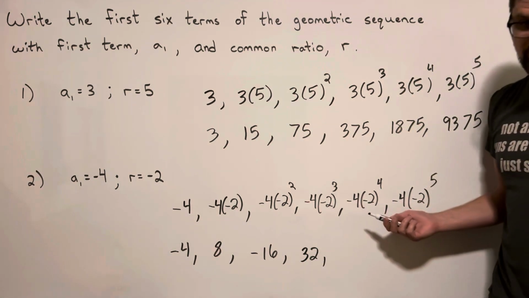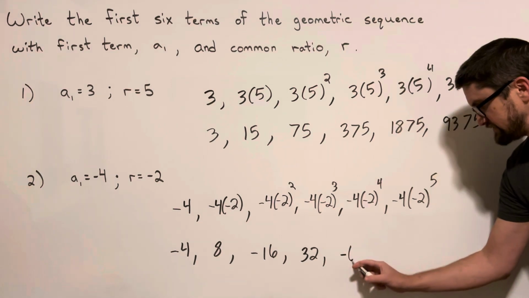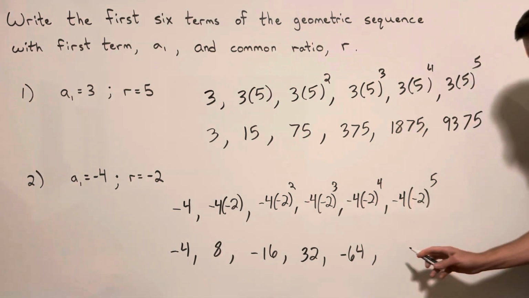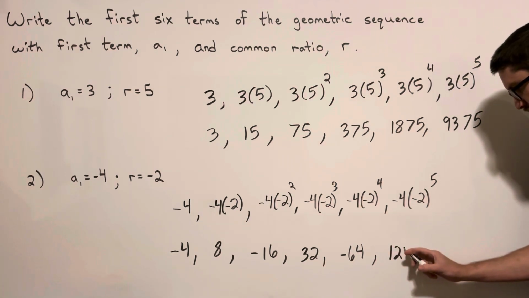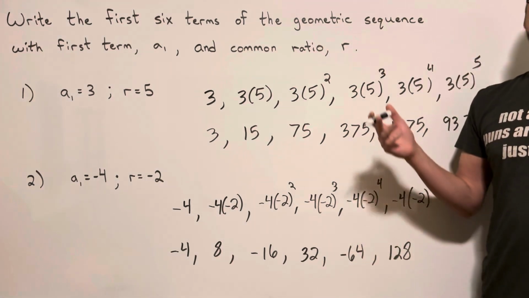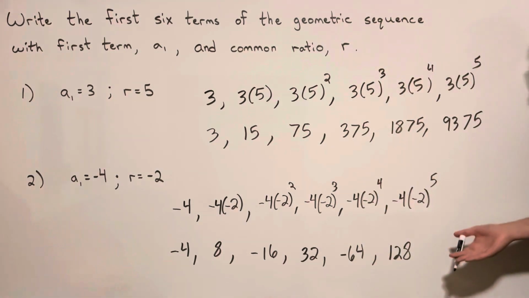Here we have an odd number of negatives. That one comes out to -64. And then here we have an even number of negatives. That comes out to 128. That's how you find the first 6 terms for geometric sequences. There you go.